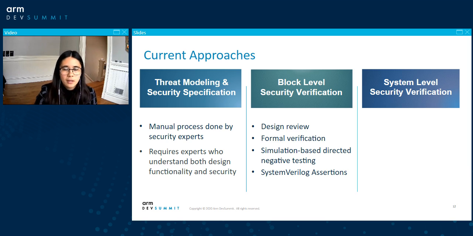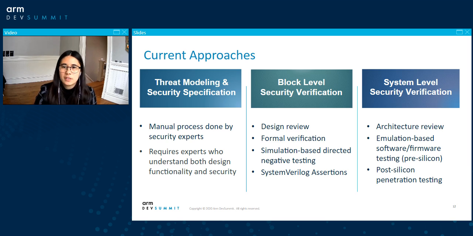For block-level security verification, some common techniques are design review, formal verification, simulation-based directed negative testing, where you're thinking about illegal behavior that should not occur and writing tests to make sure that your design is not exhibiting that behavior. And then also SystemVerilog assertions. And these techniques are largely taken from functional verification.